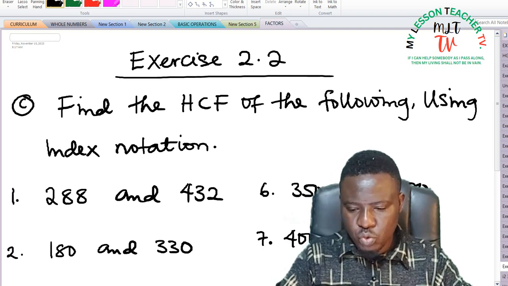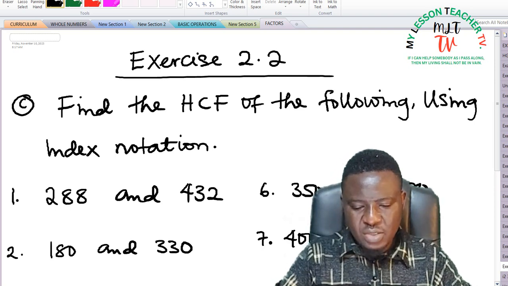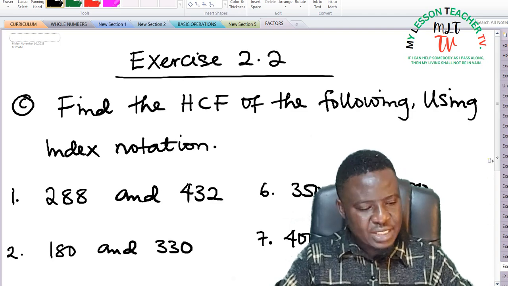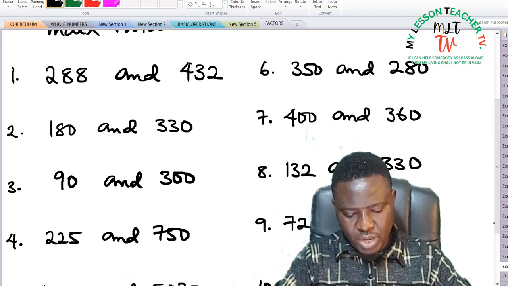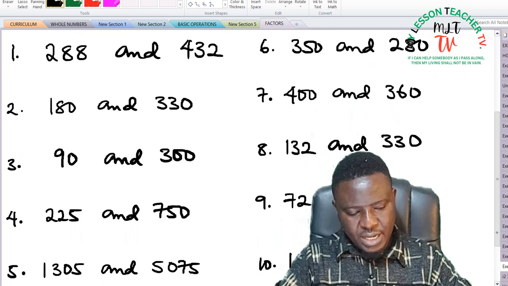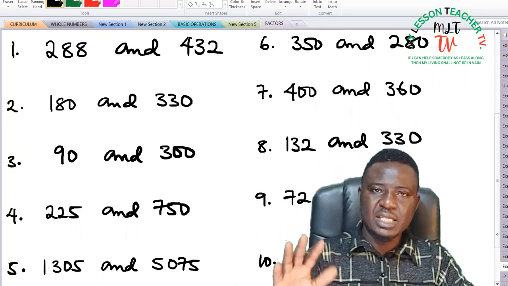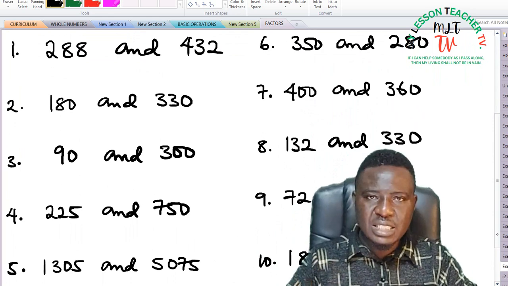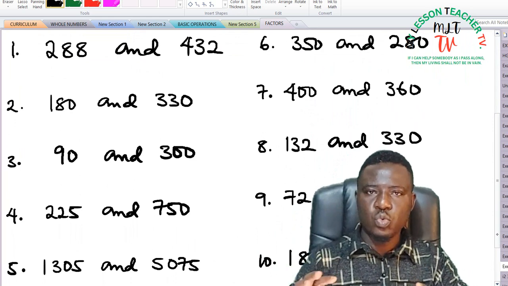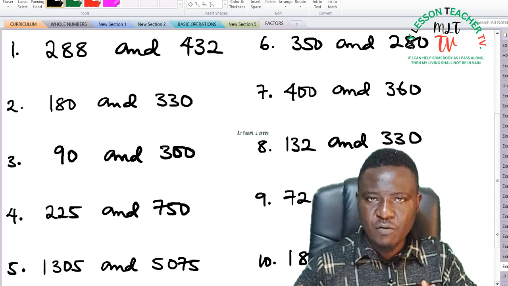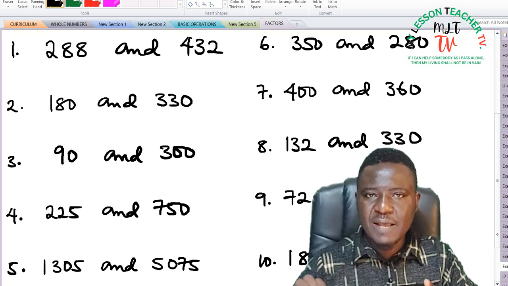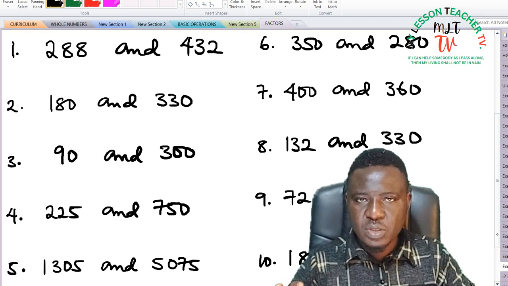Exercise 2.2c, we are asked to find the HCF of the following using index notation. So we have about 10 questions where we are asked to solve using index notation. In solving this exercise, all we are going to do is to express each of these pair numbers as a product of its prime factors.